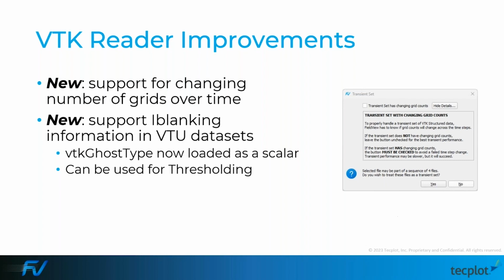And finally, with regards to the VTK formats in general, we've added support for iblanking information in VTU datasets. In VTU, iblanking gets stored under a variable called VTKGhostType. So far, this field was being ignored, so now it's being loaded. The caveat is that FieldView, when dealing with unstructured data, doesn't have real support for iblanking. It's only supported for structured data. But what we do is that we still load VTKGhostType as a scalar, and then that lets you use that scalar for doing things like thresholding for filtering out portions of your dataset. So it's quite close in terms of behavior.